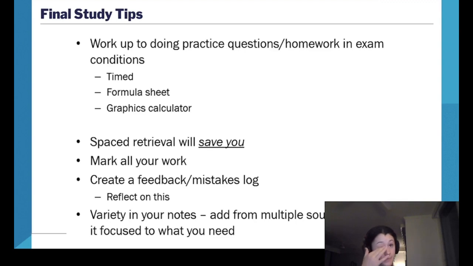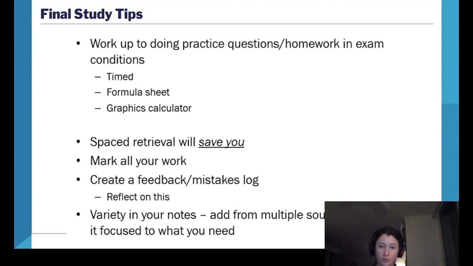Firstly, make sure that you work up to doing practice questions and homework in exam conditions, so you're not always flipping back to your notes. Maybe you're even timing yourself. If you find that you get a little bit nervous or stressed when you're being timed, it might be a good idea to practice doing that.